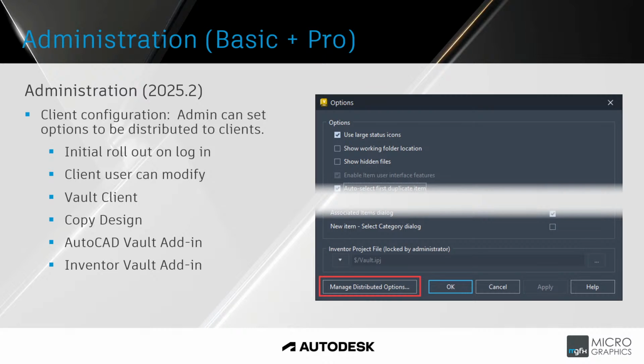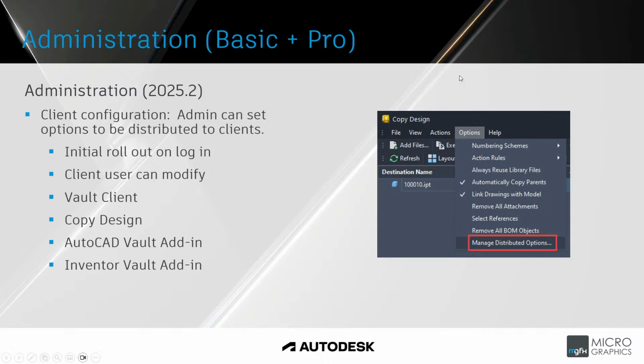This is available for the Vault client, so that is your Vault Professional or Vault Basic client installation. Then within that client, Copy Design also has distributed options. So we can see here within the Copy Design window, you can go to options, and then as an administrator, you'd be able to manage distributed options within Copy Design. This is also true for the AutoCAD and Inventor Vault add-ins. So from an add-in perspective, inside of, let's say, Inventor, you can go to Vault options and generate some distributed options and set the distributed options.